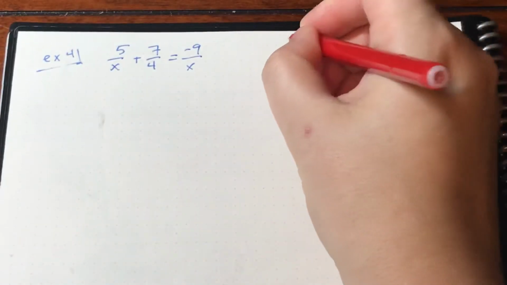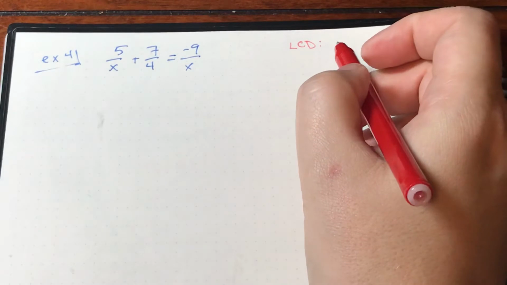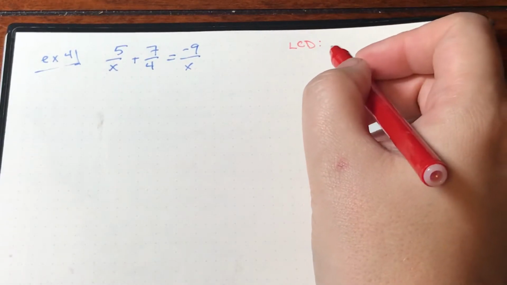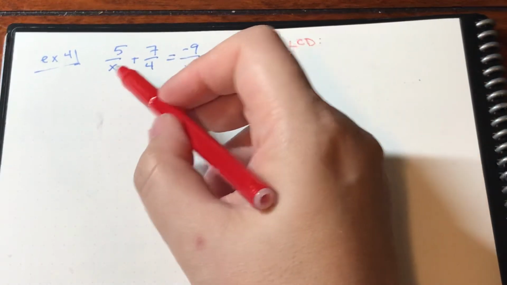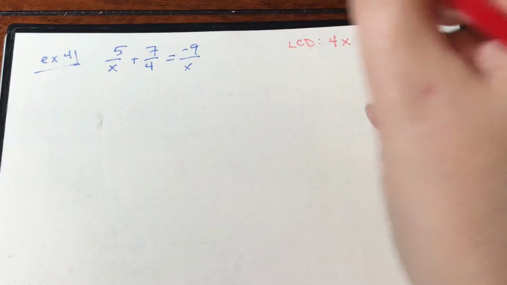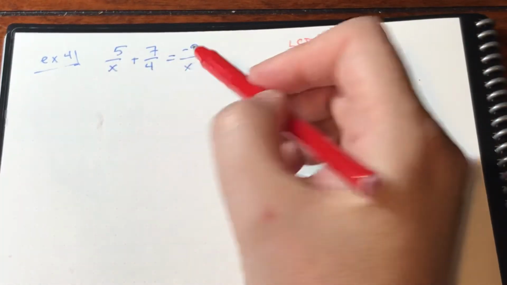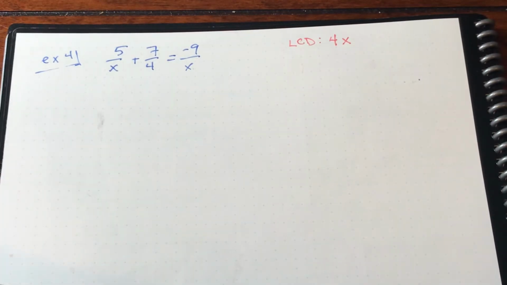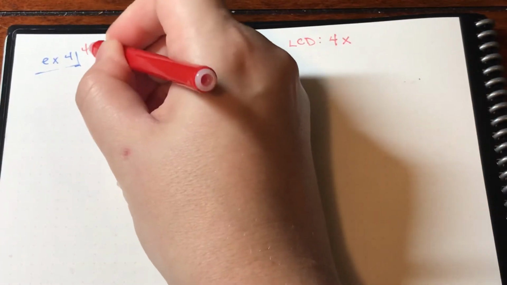So we have to find the least common denominator, which is the least multiple of all the factors represented in the denominator. So it's going to be 4x, right? If we have 4x, that's divisible by every piece in here. So I'm going to multiply both sides of the equation by 4x.